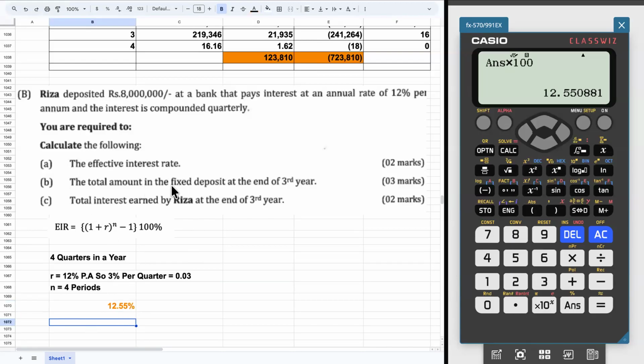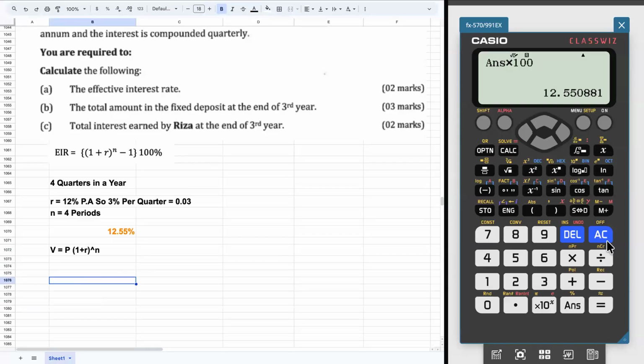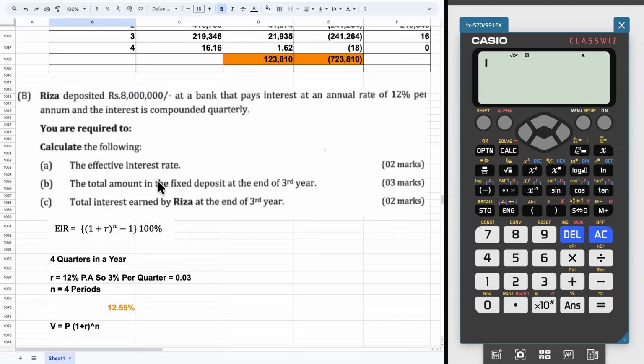And the B question: total amount in the fixed deposit at the end of the third year. So this is actually compound interest. So V is equal to P into (1 plus R) power N. So it's just a compound interest question. The principal amount we are depositing is 8 million, 8,000,000. So 8 million, and open bracket 1 plus R.